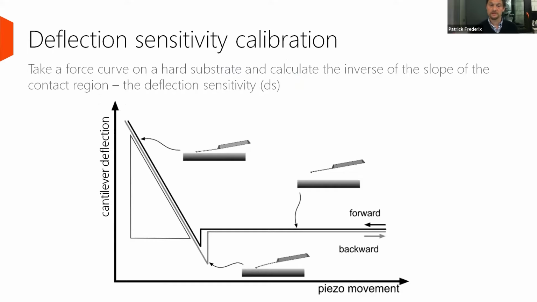So deflection sensitivity calibration, I want to shortly go into that a little bit more. Here you see how that is more or less done. You have the forward movement, snap in, and there in the contact phase on the left, on a hard surface, this will be a linear curve, and you can determine the inverse of the derivative of that slope, and that gives you the deflection sensitivity.